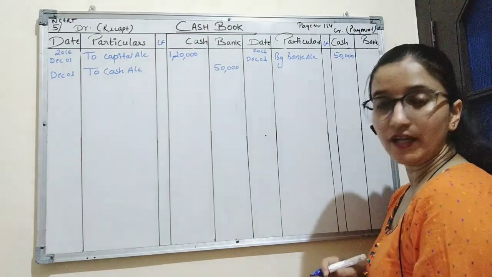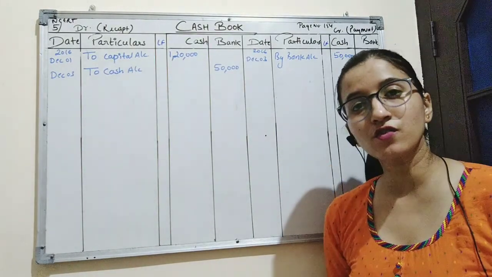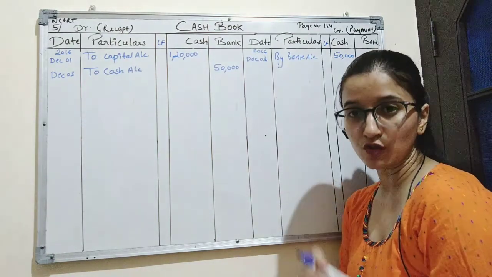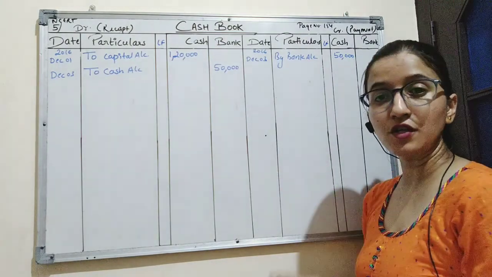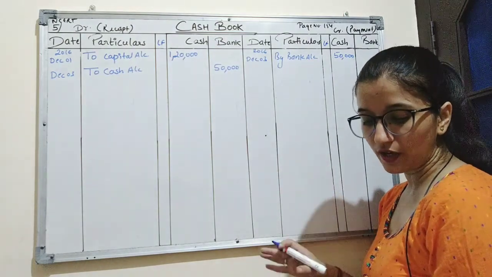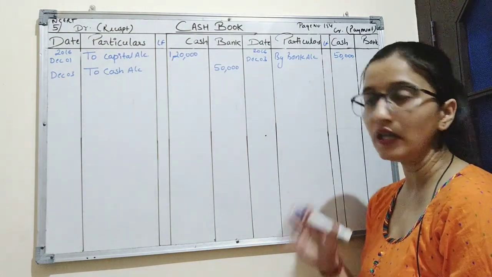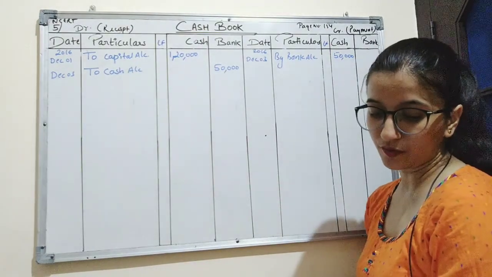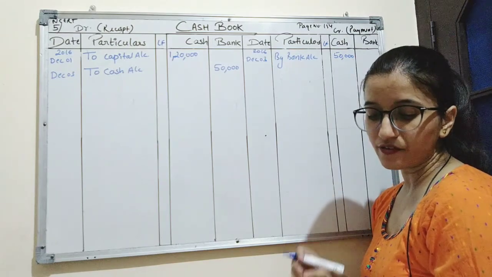Now, third transaction is purchased goods from Sushmita. Now, this entry will not be recorded because goods has been purchased from Sushmita. It is not mentioned in the question whether these goods have been purchased on cash or credit. So, we will assume that these goods is purchased from Sushmita on credit, and credit transactions are not recorded in cash book.